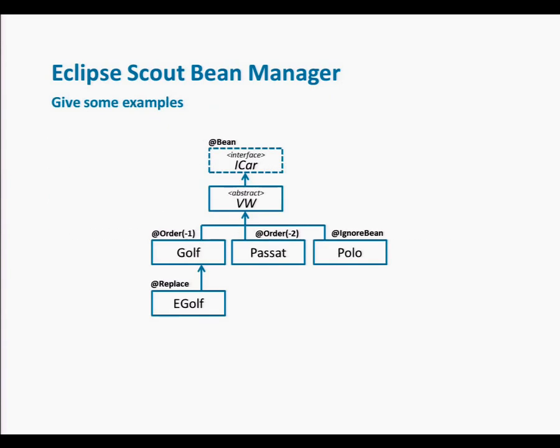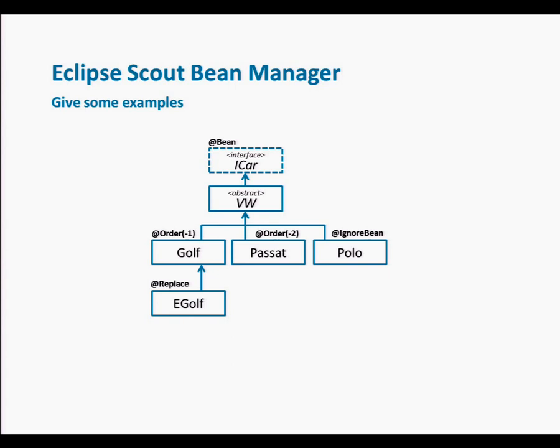So now I want to give you some example how bean lookups look like. This example is about Volkswagen. It's a car that implements the iCar interface. And Volkswagen in this example has 4 models. That's first the Golf. We have a Passat, the Polo, and the e-Golf. You also see here a few annotations.